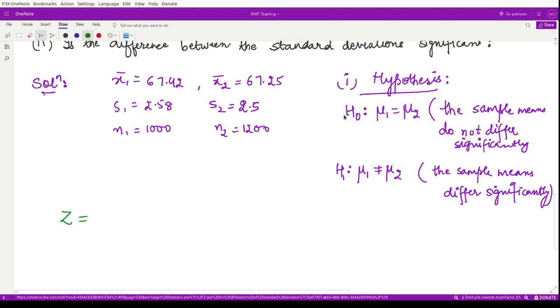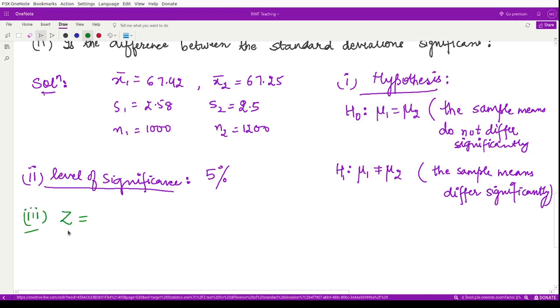Before doing that, let me also write down the level of significance. In the question they have not given you any level of significance here. So by our choice we could take any level of significance. For the purpose right now I am taking this to be 5%. After that, let's move on to the third step where we would compute our Z statistic.